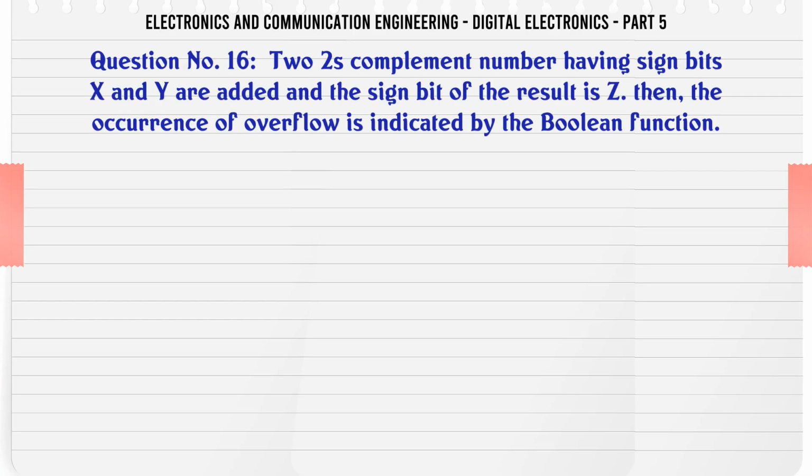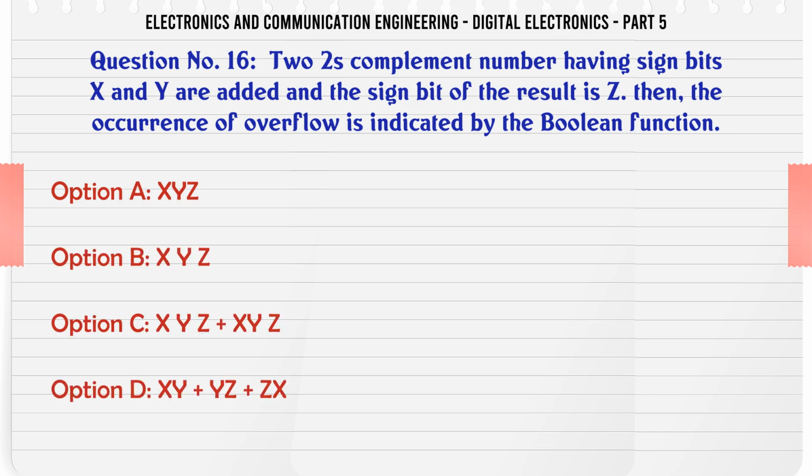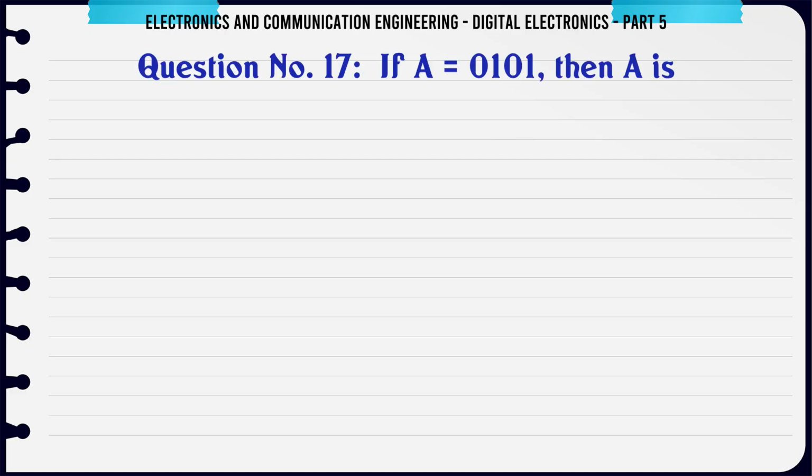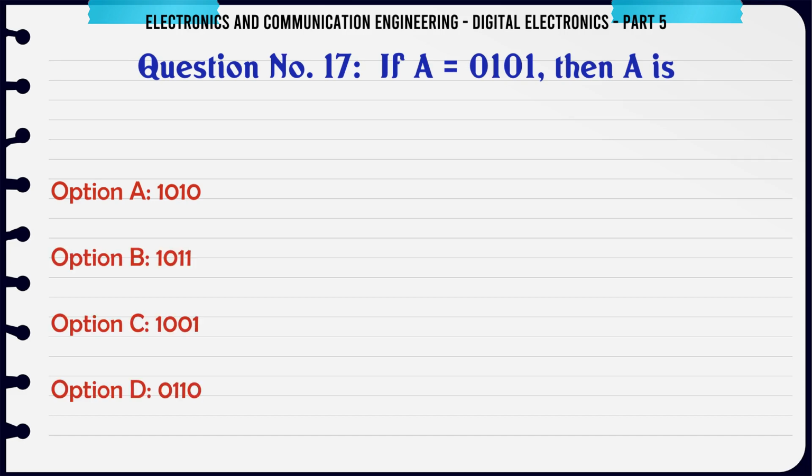2's complement numbers having sign bits x and y are added and the sign bit of the result is z. Then the occurrence of overflow is indicated by the Boolean function: A. xyz, B. xyz, C. xyz, D. x'y'z + xyz'. The correct answer is x'y'z + xyz'.